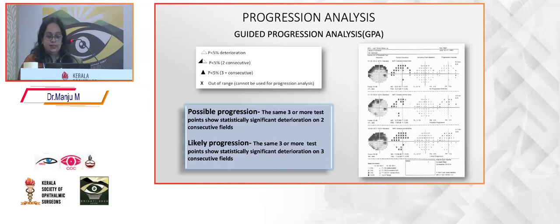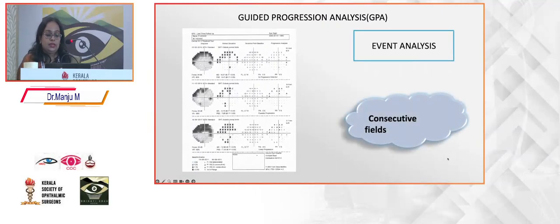Based on this, the machine can give you reports like possible progression. If there is significant deterioration at the same point in 2 consecutive visits, it is possible progression, and if in 3 consecutive visits there is a deterioration at the same point, it is likely progression. So here in this patient, at this point, there is an open triangle, a half-filled triangle, and a full-filled triangle. So the patient is having the same deterioration at the same point in 3 visits. So there is a possible progression, and second, a likely progression. So event analysis is important, and you should have consecutive fields.